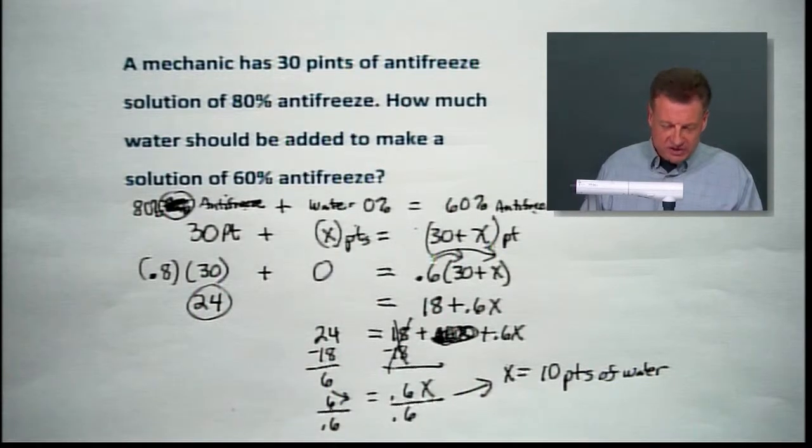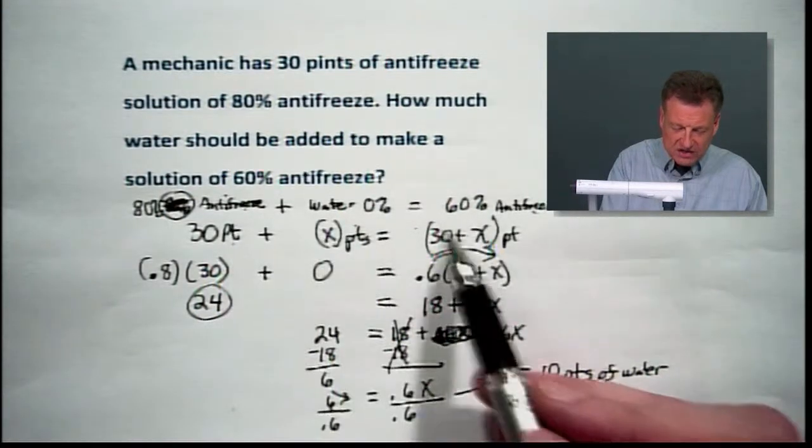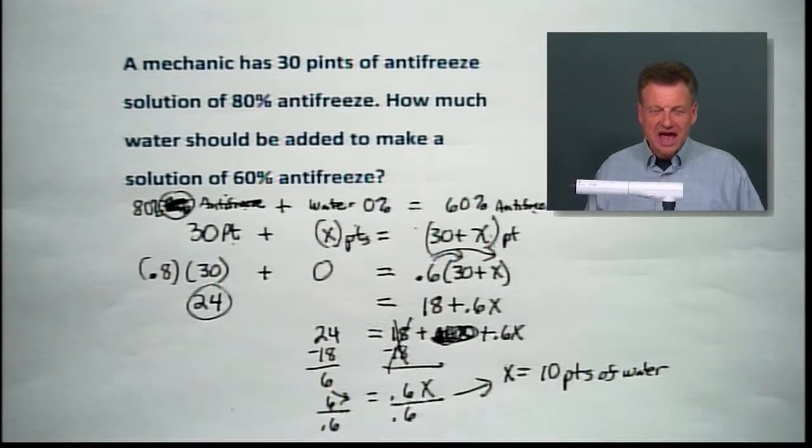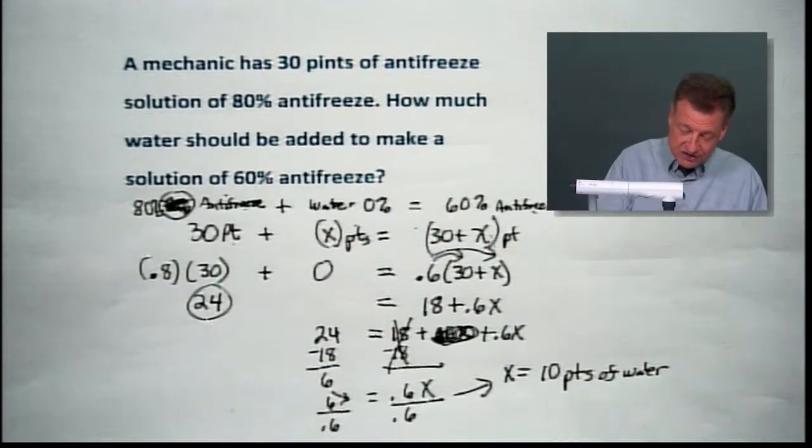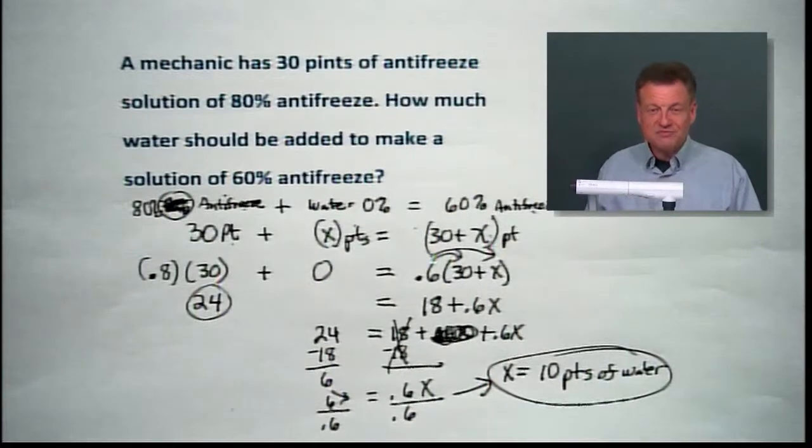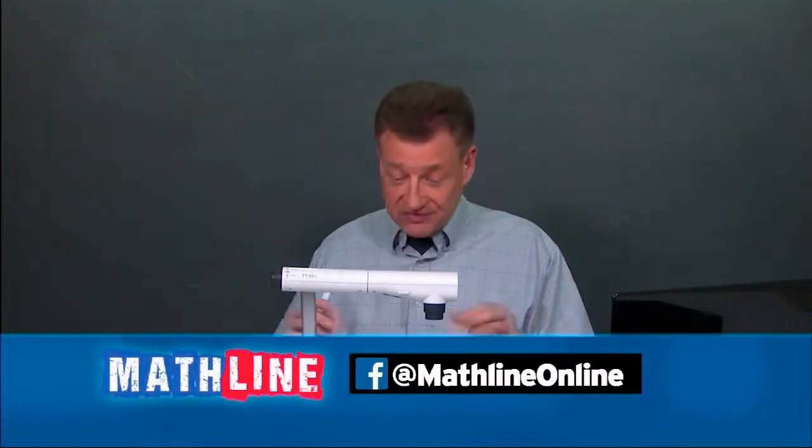You can also play with the numbers up here. Obviously, you've got 40 on this side. You've got 40 on that side. That's how you work it, okay? And that's how you check it. So how much water? You got it. 10 pints in this case. Easy enough? Let's do one more here.